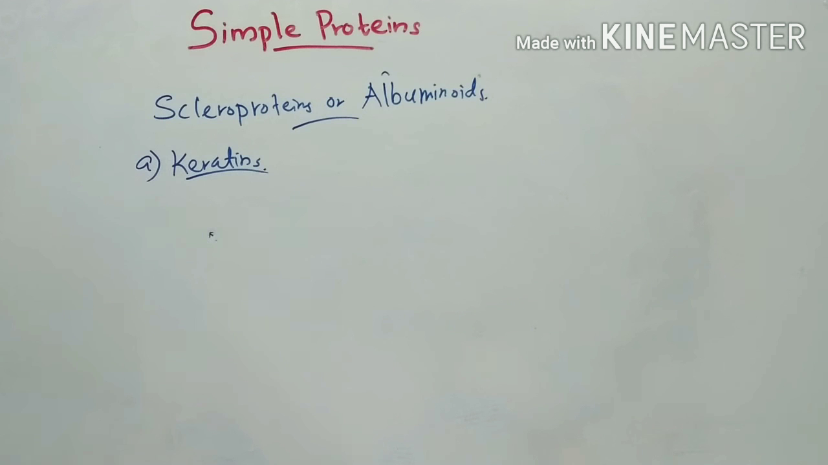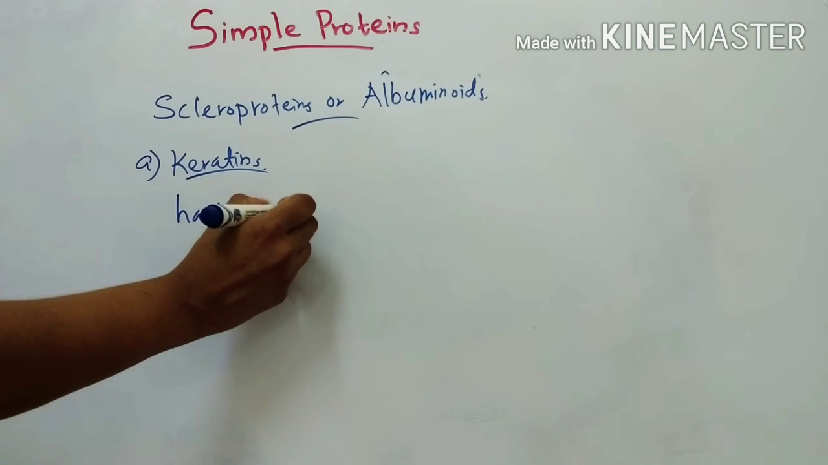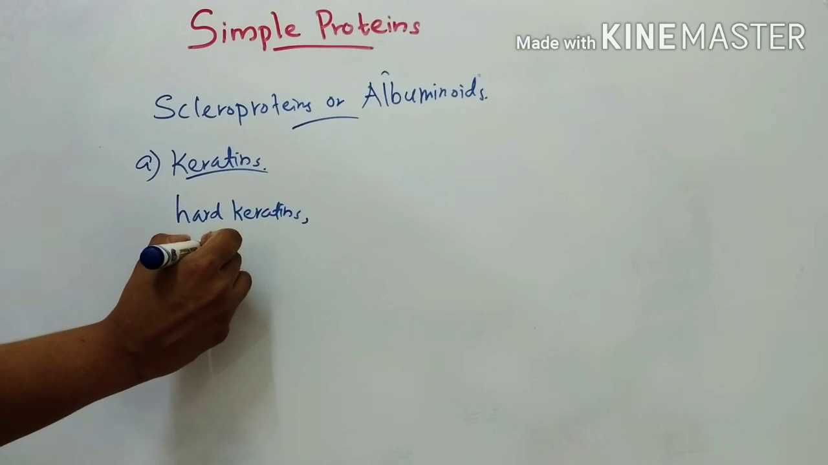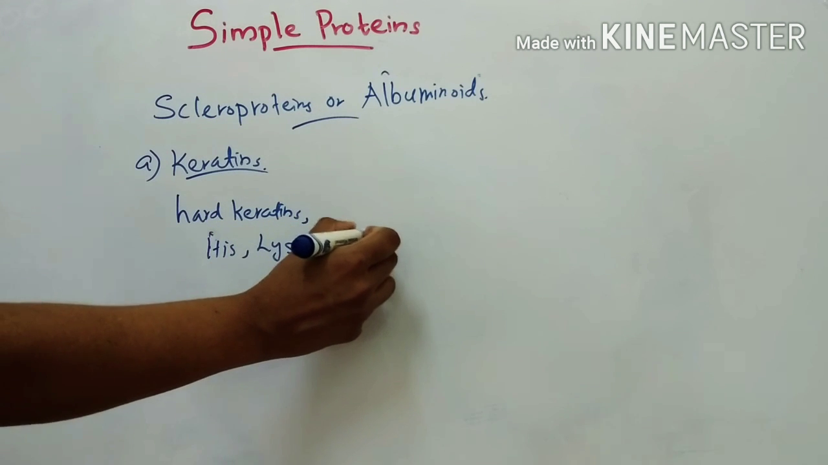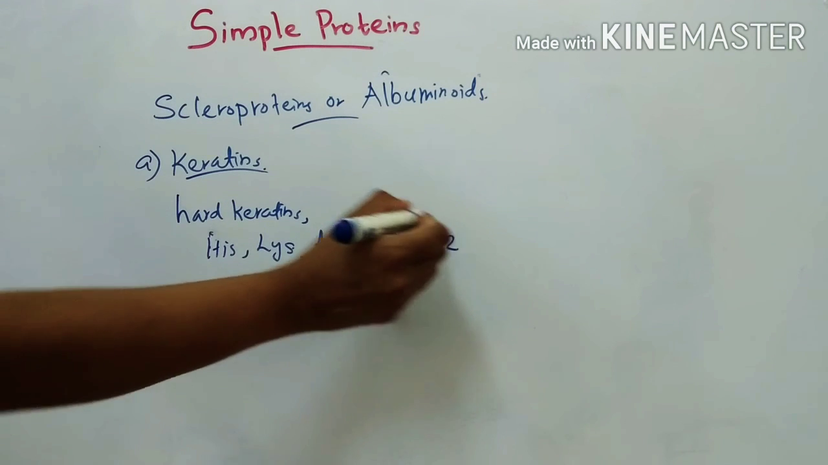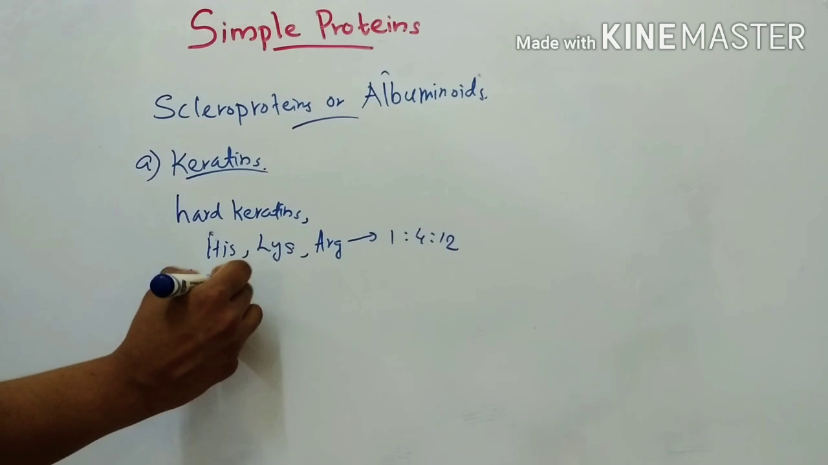Keratins are characteristic constituents of horn, hair, nails, wool, hoof, and feathers. Two types are there: hard keratins and soft keratins. Hard keratins on hydrolysis yield histidine, lysine, and arginine in the ratio 1:4:12.